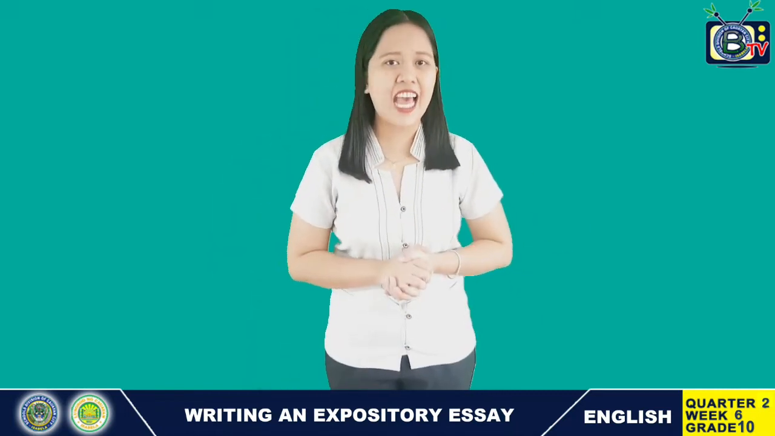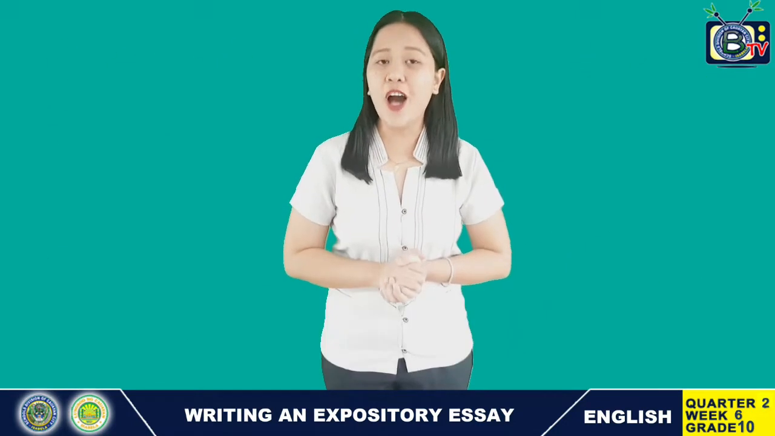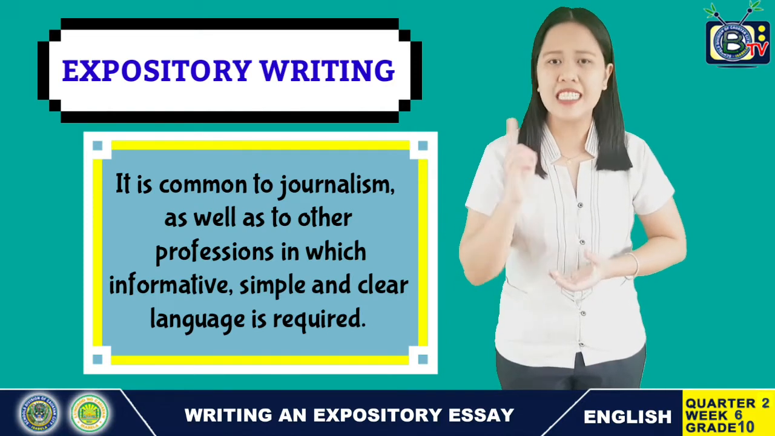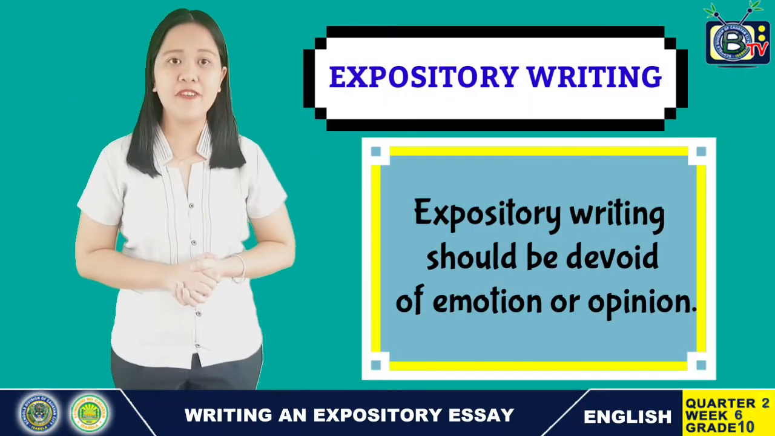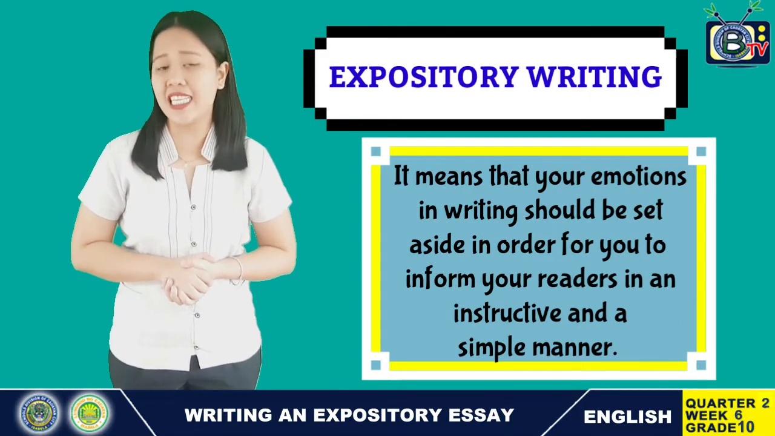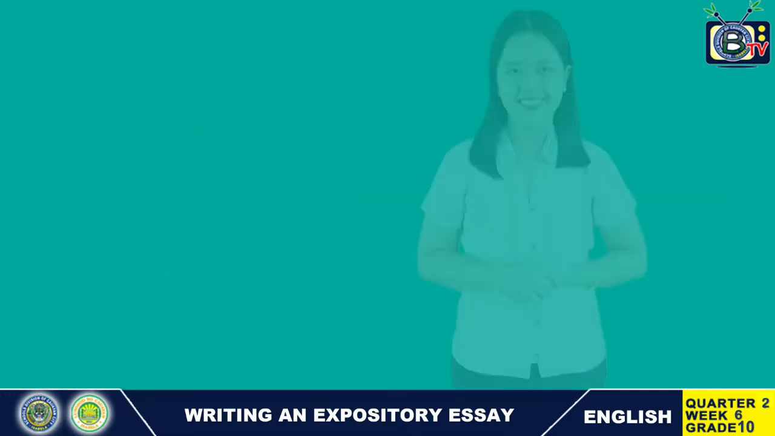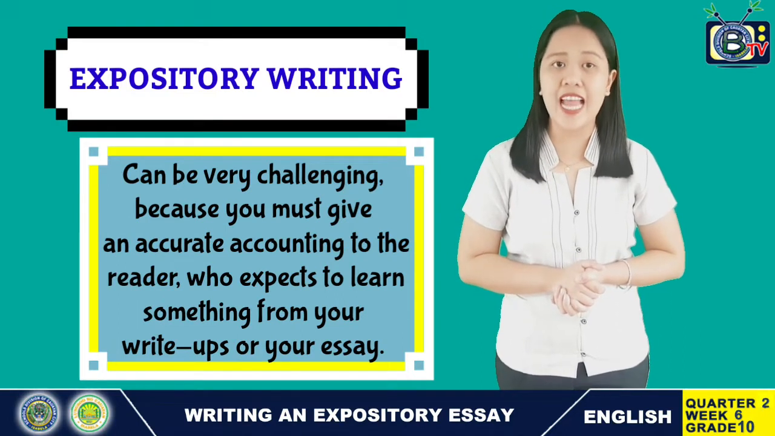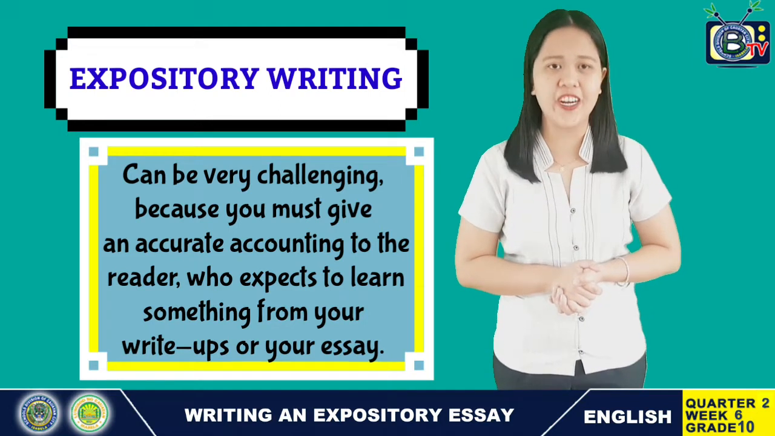Expository writing is a type of writing that aims to inform, explain, or describe. It is common to journalism as well as to other professions in which informative, simple, and clear language is required. Expository writing should be devoid of emotion or opinion. It means that your emotions in writing should be set aside in order for you to inform your readers in an instructive and a simple manner. Expository writing can be very challenging because you must give an accurate accounting to the reader who expects to learn something from your write-ups or your essay.